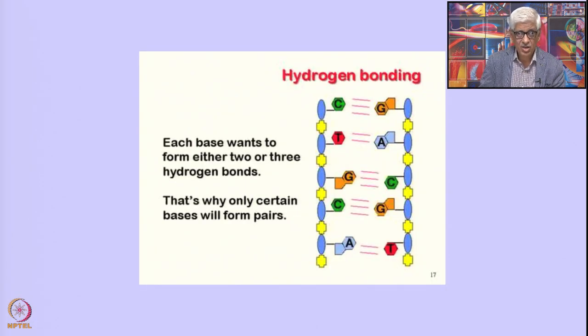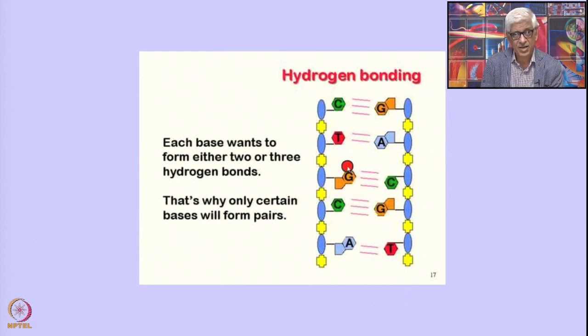Okay. Now, what these people said, Watson, Crick, and Franklin, they proposed this model that the DNA is not a single strand, but it is a double strand. And that is how the hereditary information comes. Hereditary property comes because of this. That is, if you have a DNA, this molecule exists as a double helix.